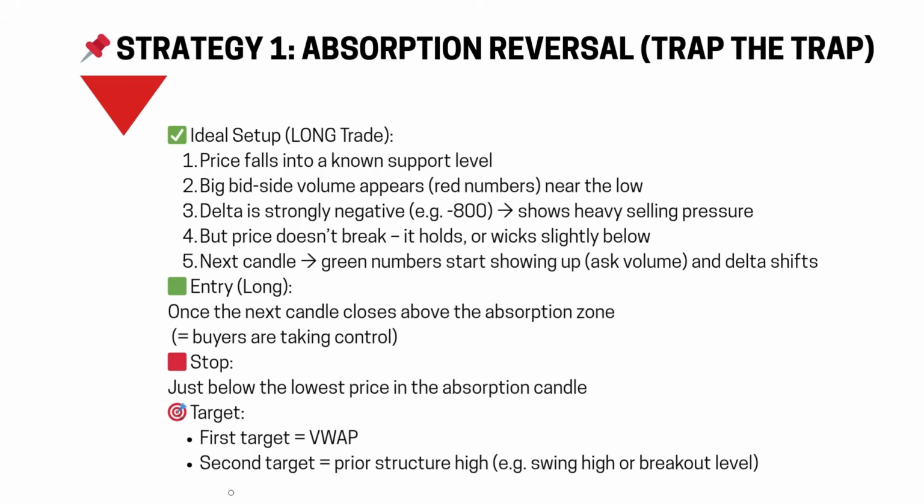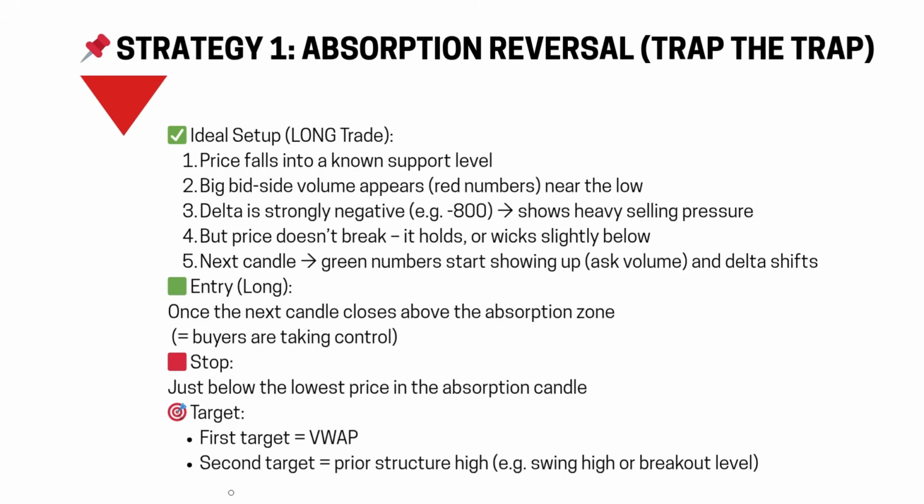So the ideal scenario for a long trade: the price falls into a known support level. So very key to understand the price numbers you're at, the psychological levels, the round numbers, those sorts of things. Important key levels, whether it's Fibonacci, pivot points. Big bid size volume appears, the red numbers near the low. Delta is strongly negative, e.g. minus 800, showing heavy selling pressure, but price doesn't break. It holds or wicks slightly below. The next candle, green numbers start showing, the ask volume and delta shift.